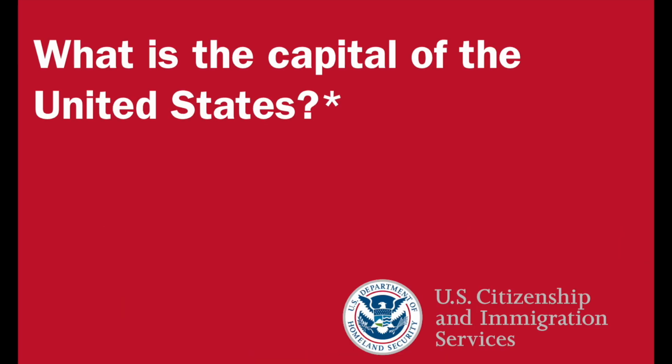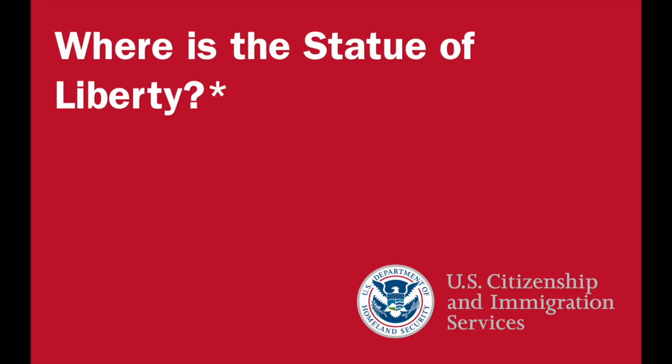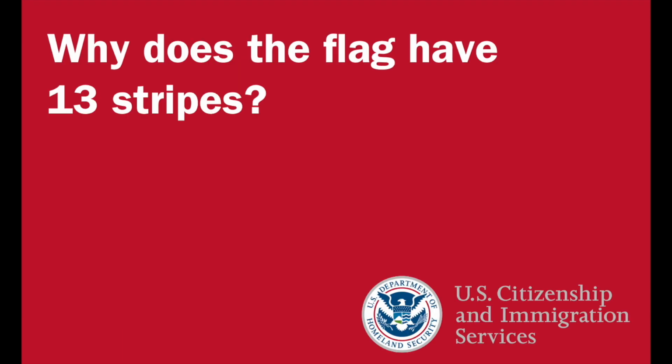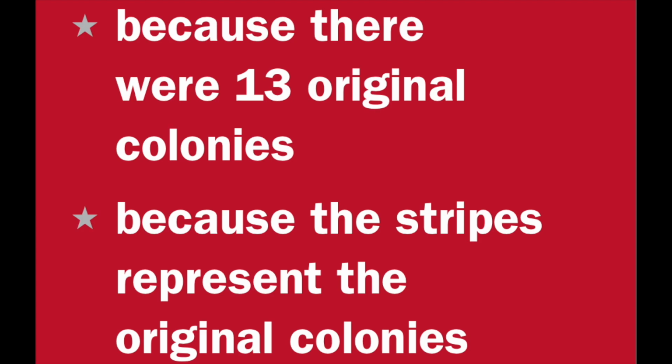What is the capital of the United States? Washington, D.C. Where is the Statue of Liberty? New York Harbor, Liberty Island. Why does the flag have 13 stripes? Because there are 13 original colonies, because the stripes represent the original colonies.